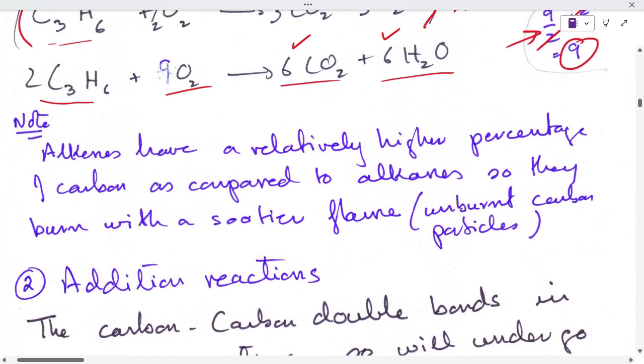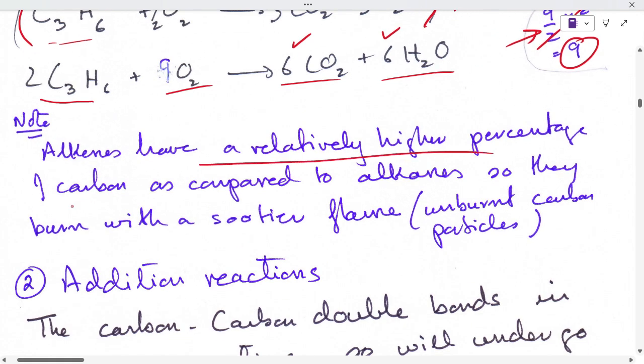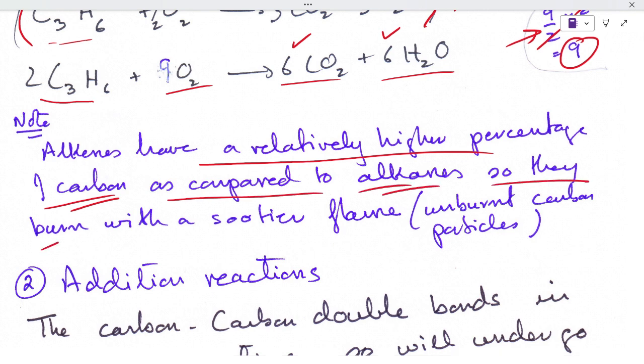Alkenes have a relatively higher percentage of carbon as compared to alkanes, so they burn with a sootier flame. Sootier flame is actually the unburnt carbon particles.